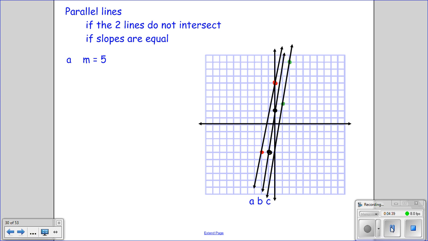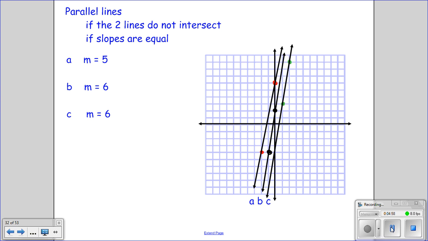Next, we'll look at the slope of line B, the line with the black dot. And the slope of that line is equal to 6. And our last line is line C with the green dot. And the slope of that line is equal to 6 as well.